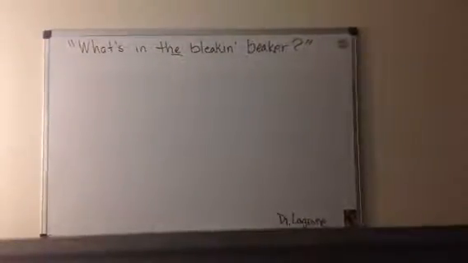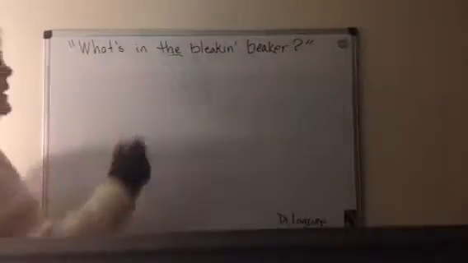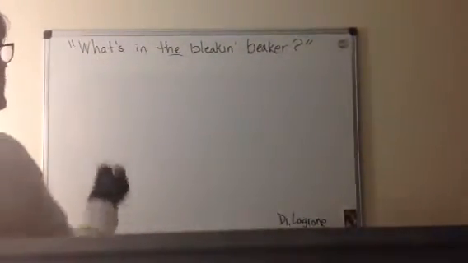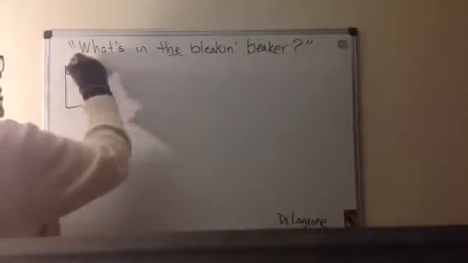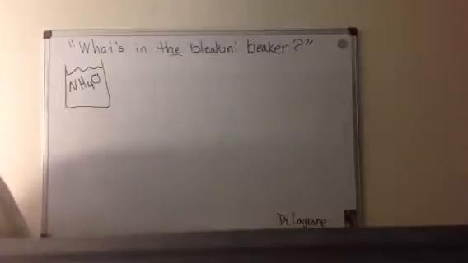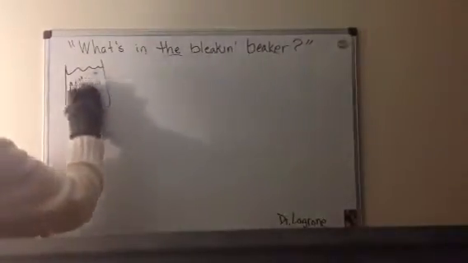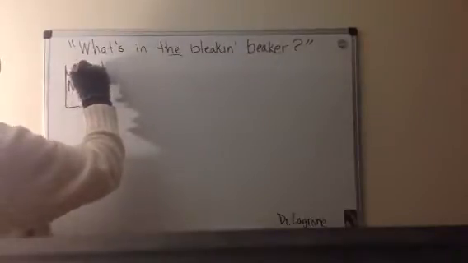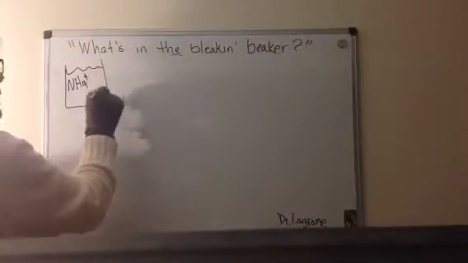Okay, this is another video in the series, What's in the Bleakin Beaker? And this time, it's another hydrolysis, but I'm starting you off with the salt ammonium chloride. And so when that dissociates in water, you form the cation ammonium ion and chloride.